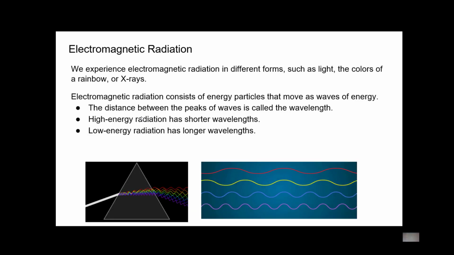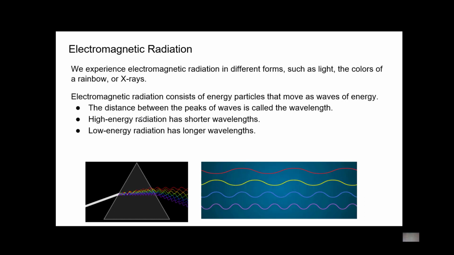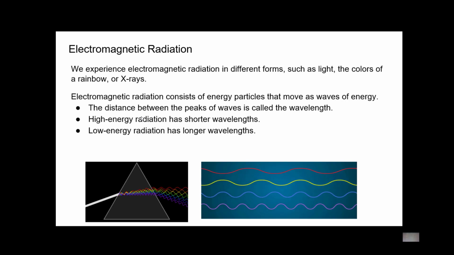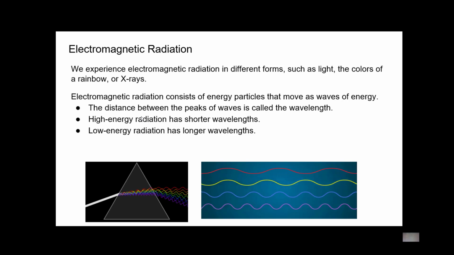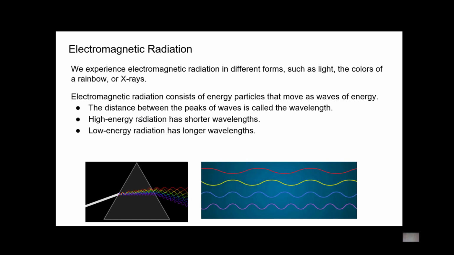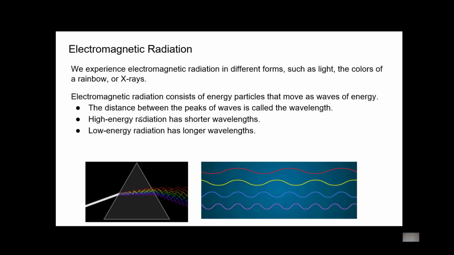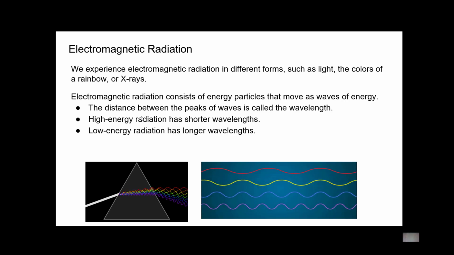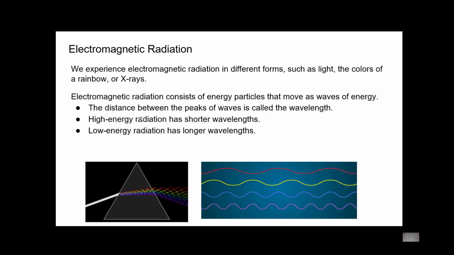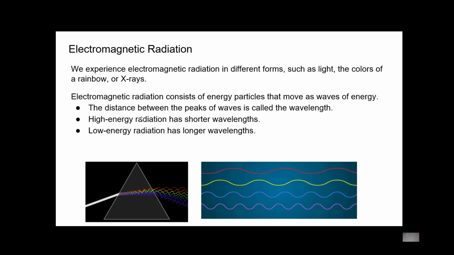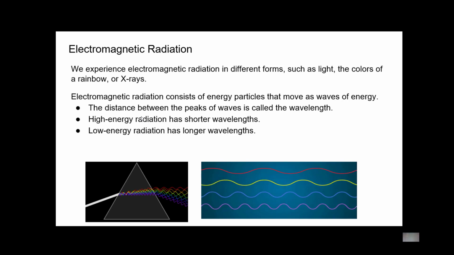So, electromagnetic radiation. We experience our whole lives, everything that makes us live the life we have, through electromagnetic radiation. We're going to break down what exactly that means. Electromagnetic radiation consists of energy particles that move as waves of energy. We call these wavelengths, and the wavelengths are all different in energy levels.